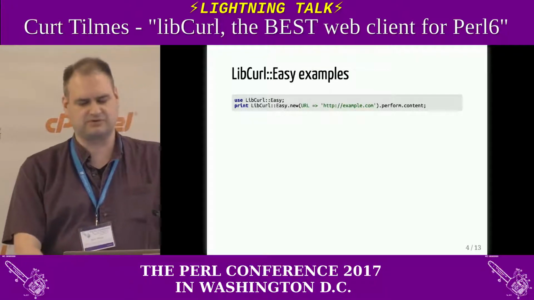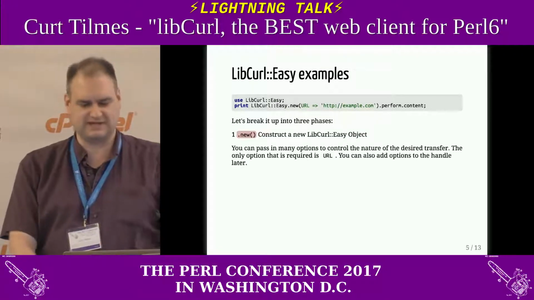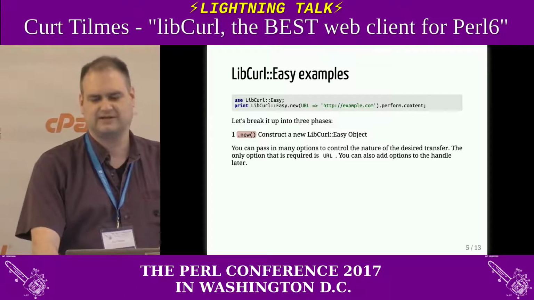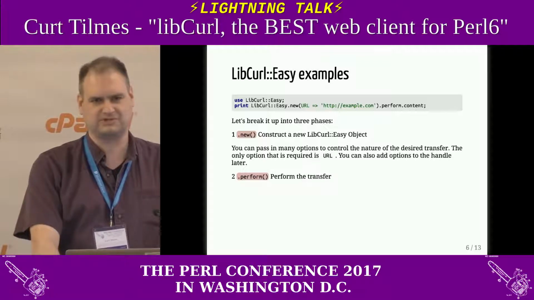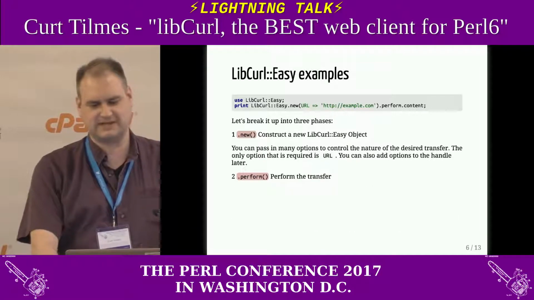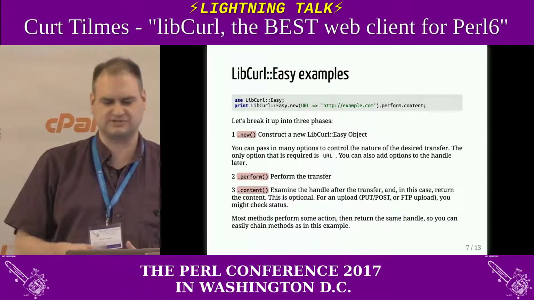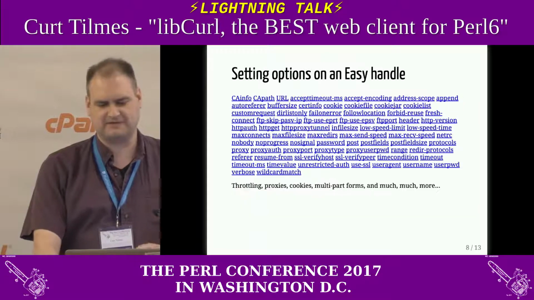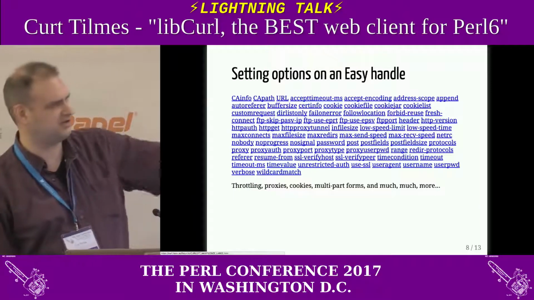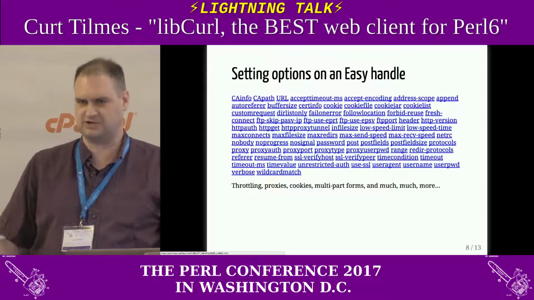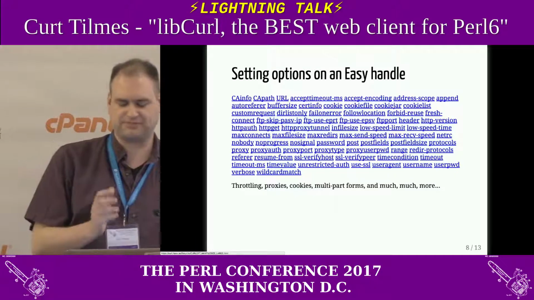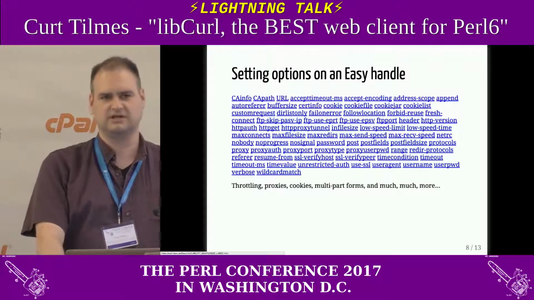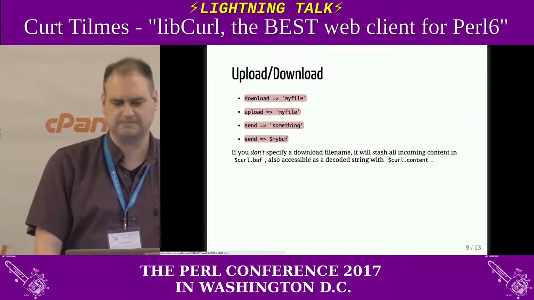Simple example: you create a LibCurl easy object with a constructor. You can pass in tons of options to control it. Second step, you perform the transfer. And third step, you can do all sorts of stuff with the handle after the transfer is complete, examine the status, et cetera, et cetera. Some of the options, I'm not going to go over all of these in a 5-minute lightning talk, but there's a lot of options. It does throttling, proxies, cookies, multi-part forms, everything that you would want to find in a good Perl 6 module.